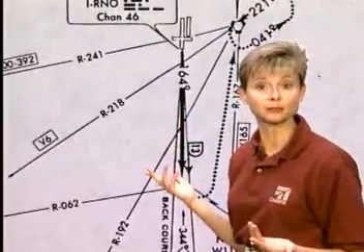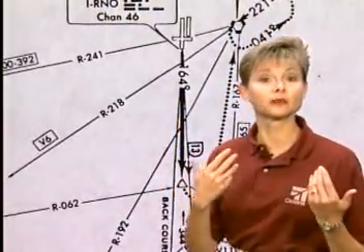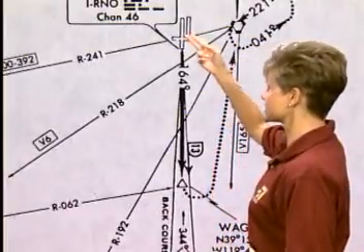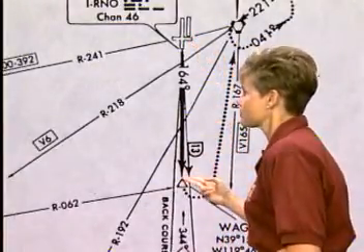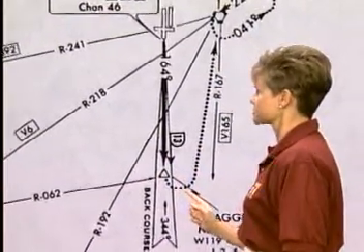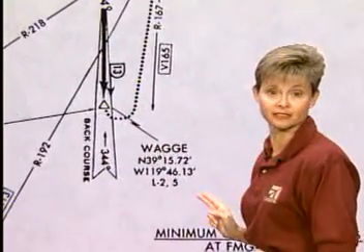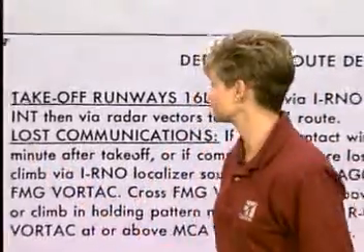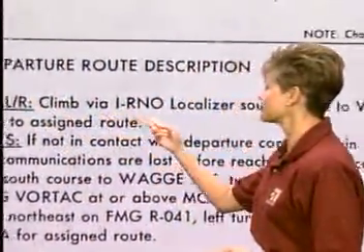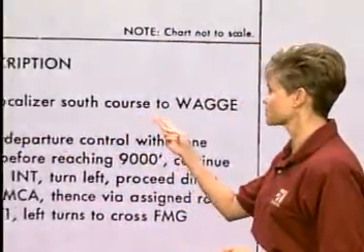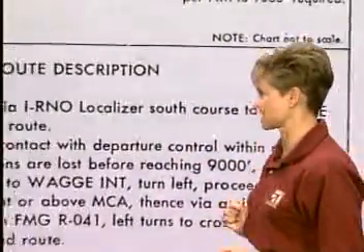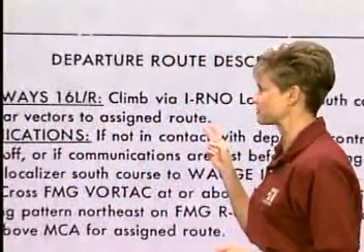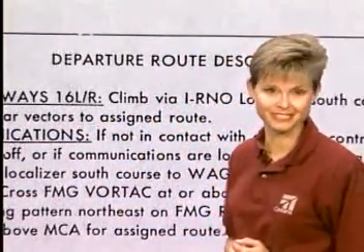Well, when you take a look at the plan view area, you simply look for where the heavy black arrow goes. And the heavy black arrow starts here at the airport and goes southbound down to this intersection, WAG intersection. The textual description down below tells you the same thing. It says, climb via the Reno Localizer South course to WAG intersection, then via radar vectors to assigned route, which in this case is Victor 6.